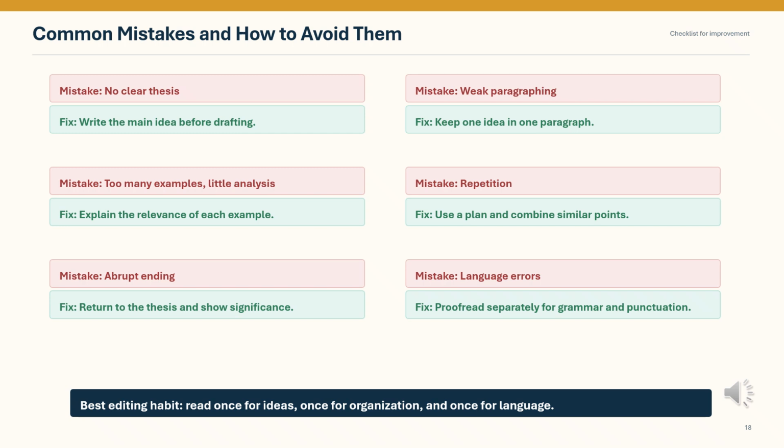Fifth mistake is abrupt ending. The conclusion should once again return to the thesis and show the importance, the significance of the topic. The sixth and a major mistake is language error. Before we submit it, we have to proofread.